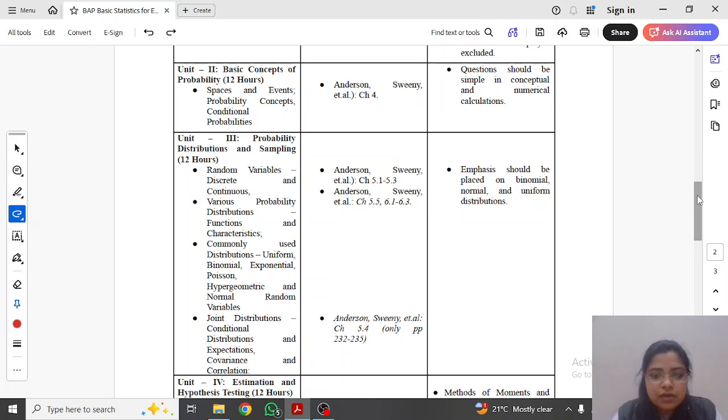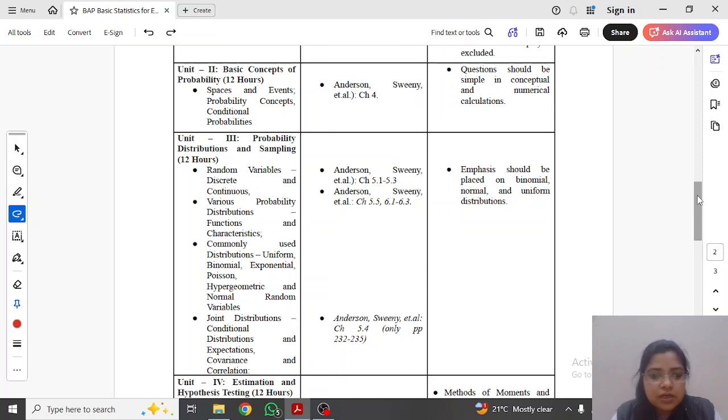All right. So the second unit is about basic concepts of probability. Here we move from describing the data to understanding uncertainty in real-life examples. So here you are going to study sample space, events, basic probability rules, and conditional probability as well. This unit requires logical clarity, and to understand this unit, you are going to refer to chapter 4.